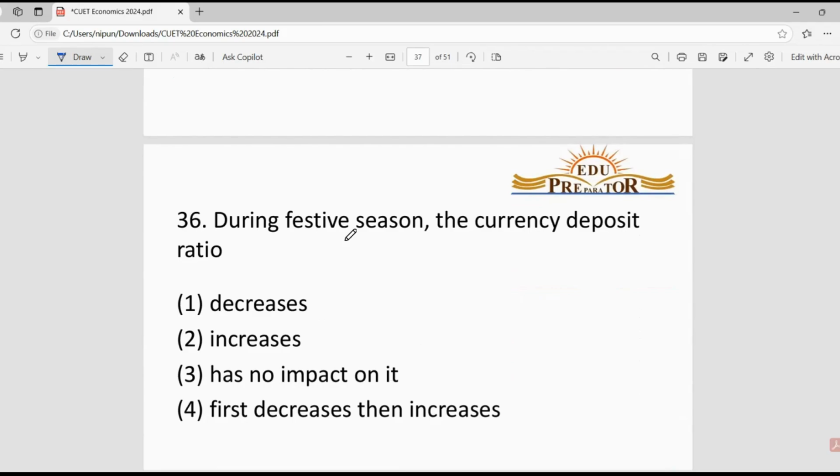During festive season, the currency deposit ratio, you are aware what is currency deposit ratio? नाम से ही पता चल रहा है. The ratio of currency in the country and deposits. Now, let us interpret the question. अगर फेस्टिवल सीजन है तो आप जानते हैं फेस्टिवल सीजन के दौरान लोगों का खर्चा बढ़ जाता है, और अगर खर्चा बढ़ेगा तो डिपॉजिट्स में से विड्रॉ करके they will be spending more, which implies कि करेंसी का प्रोपोर्शन बढ़ेगा और डिपॉजिट का रेशियो कम होगा. तो ओवरऑल करेंसी डिपॉजिट रेशियो will increase. So the correct answer to the question is option number 2, that is increases.